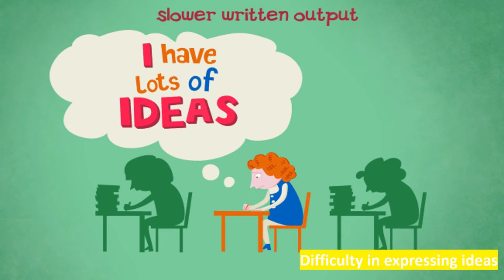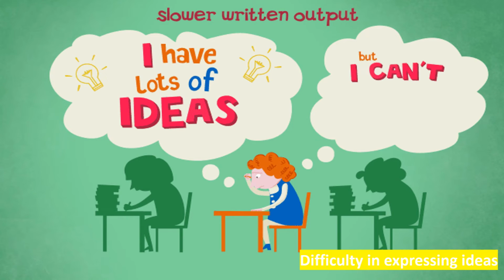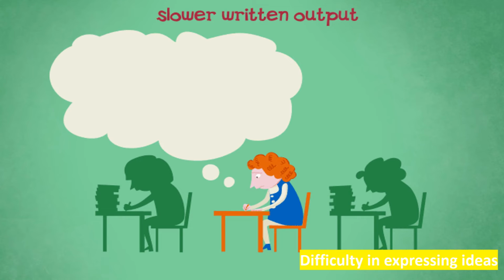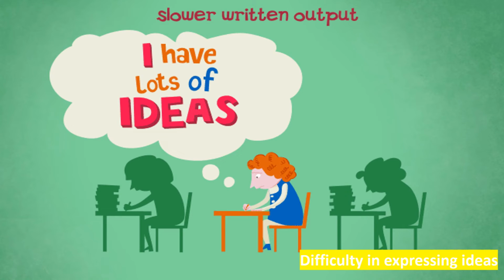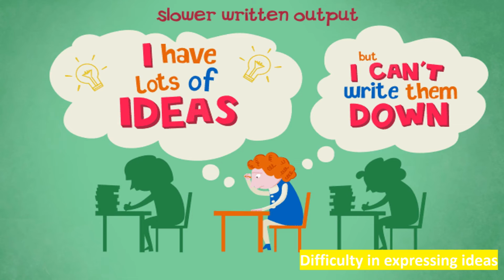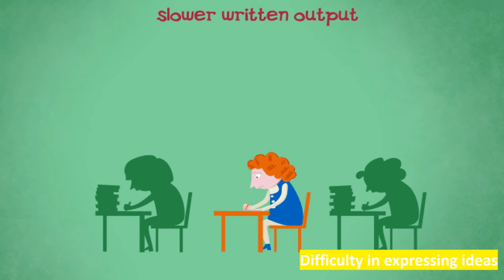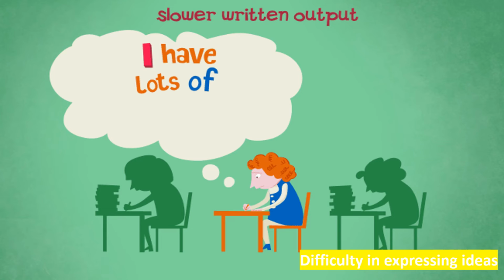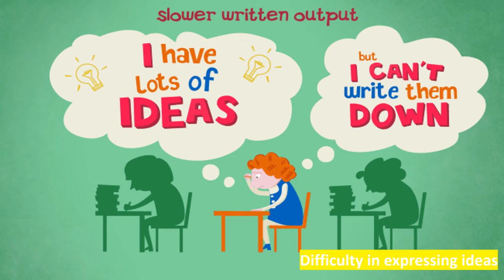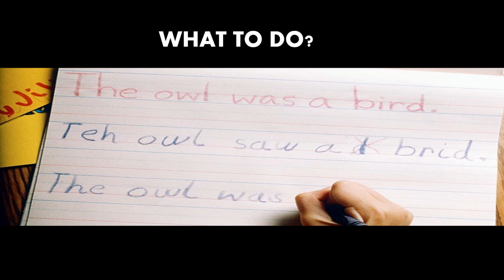Another problem is that a child with dyslexia is very intelligent, or might even be an above-average intelligent child, but he or she is not able to transform that information into written form or express it in the particular way he or she wanted to. So the child with dyslexia is unable to express themselves in an effective manner.